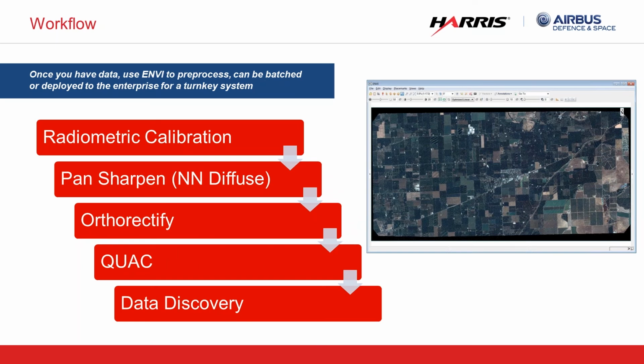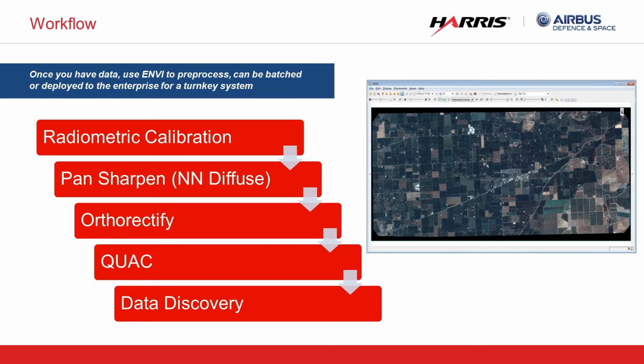ENVI ingests all the coefficients to do so. It's very simple. Next, pan sharpen the data. This takes the 2-meter multispectral Pléiades imagery and sharpens it at the 50 centimeter panchromatic level, so you ultimately end up with a 50 centimeter multispectral image.